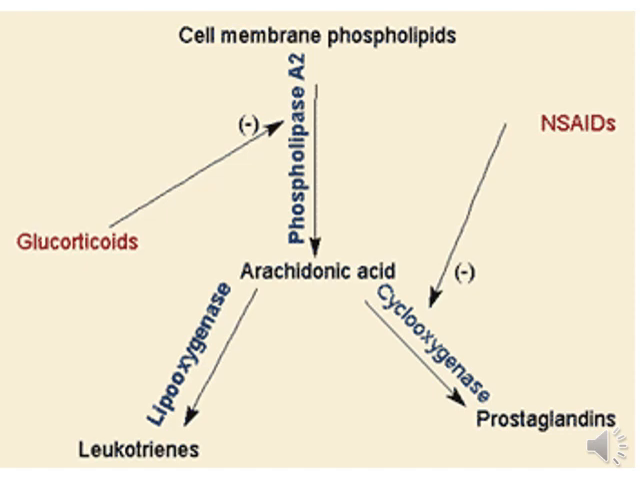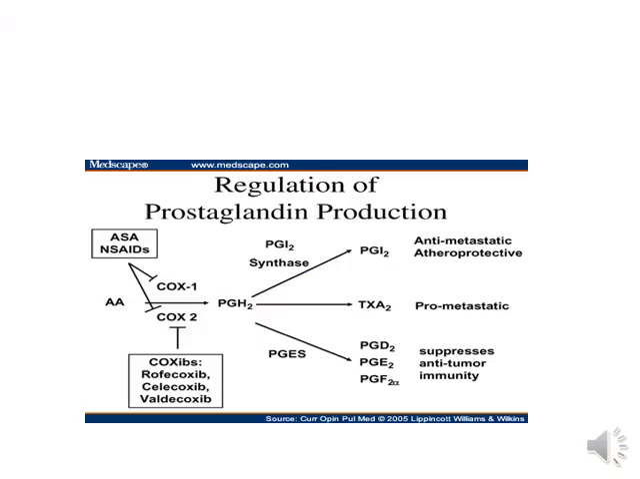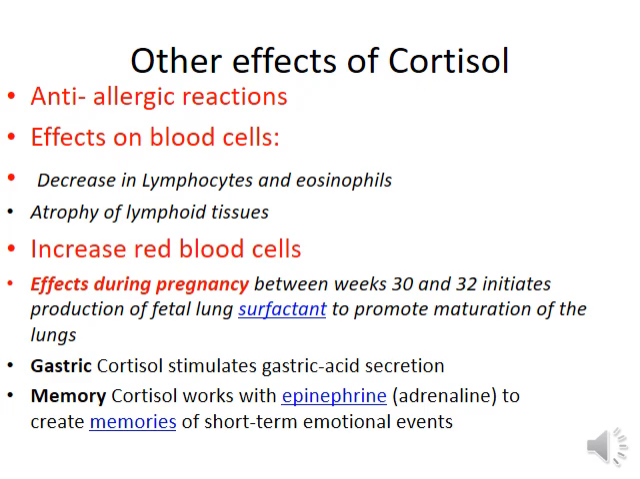Phospholipase A2. So this is not good for the body, because not only does it prevent the production of inflammatory prostaglandins, but also it prevents the production of good and physiological prostaglandins. The other effects of cortisol include an anti-allergic reaction. It has some effect on blood cells, because it decreases the eosinophils, atrophies the lymphoid tissues, and increases the red blood cells.